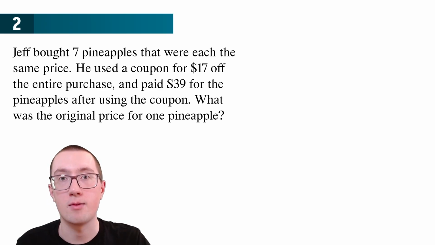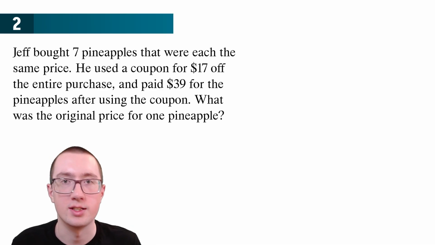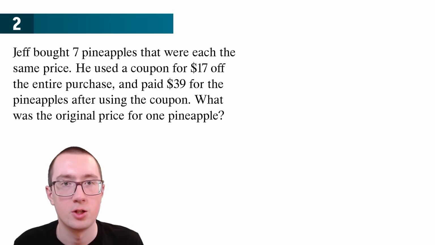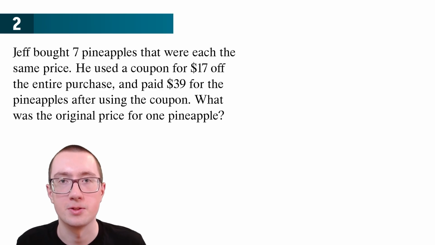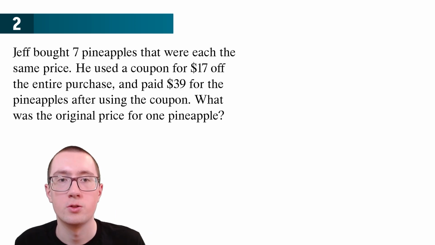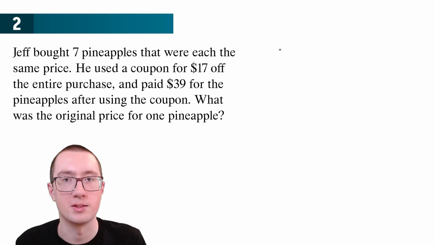So now that we know that, we can go and read the rest of the question and see what information will help us. So he bought 7 pineapples. He used a coupon for $17 off, and he paid $39. So we don't know the price for 1 pineapple. All it gives us is the total price. So why don't we find the original price in total before we try to find the original price for 1 pineapple? So what was the original price?